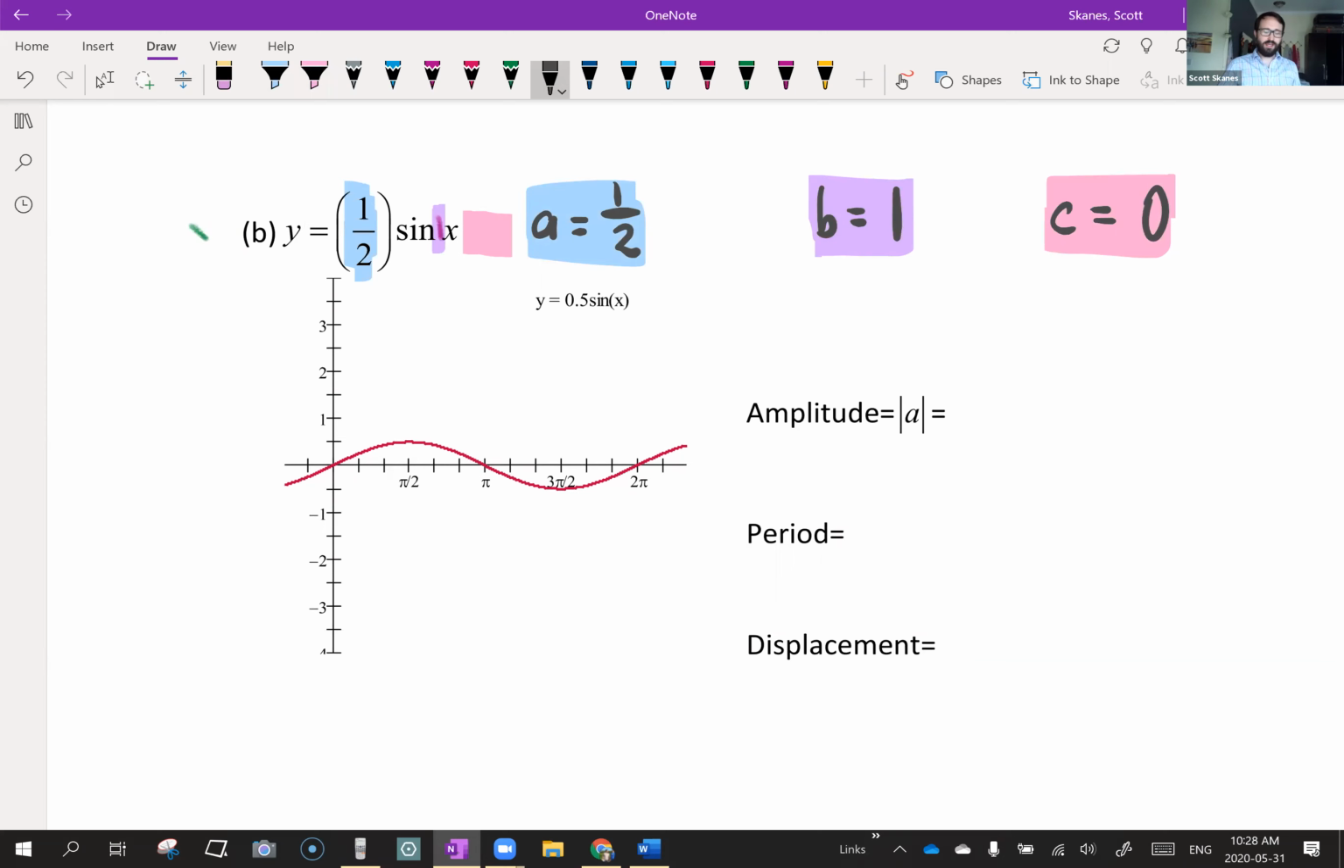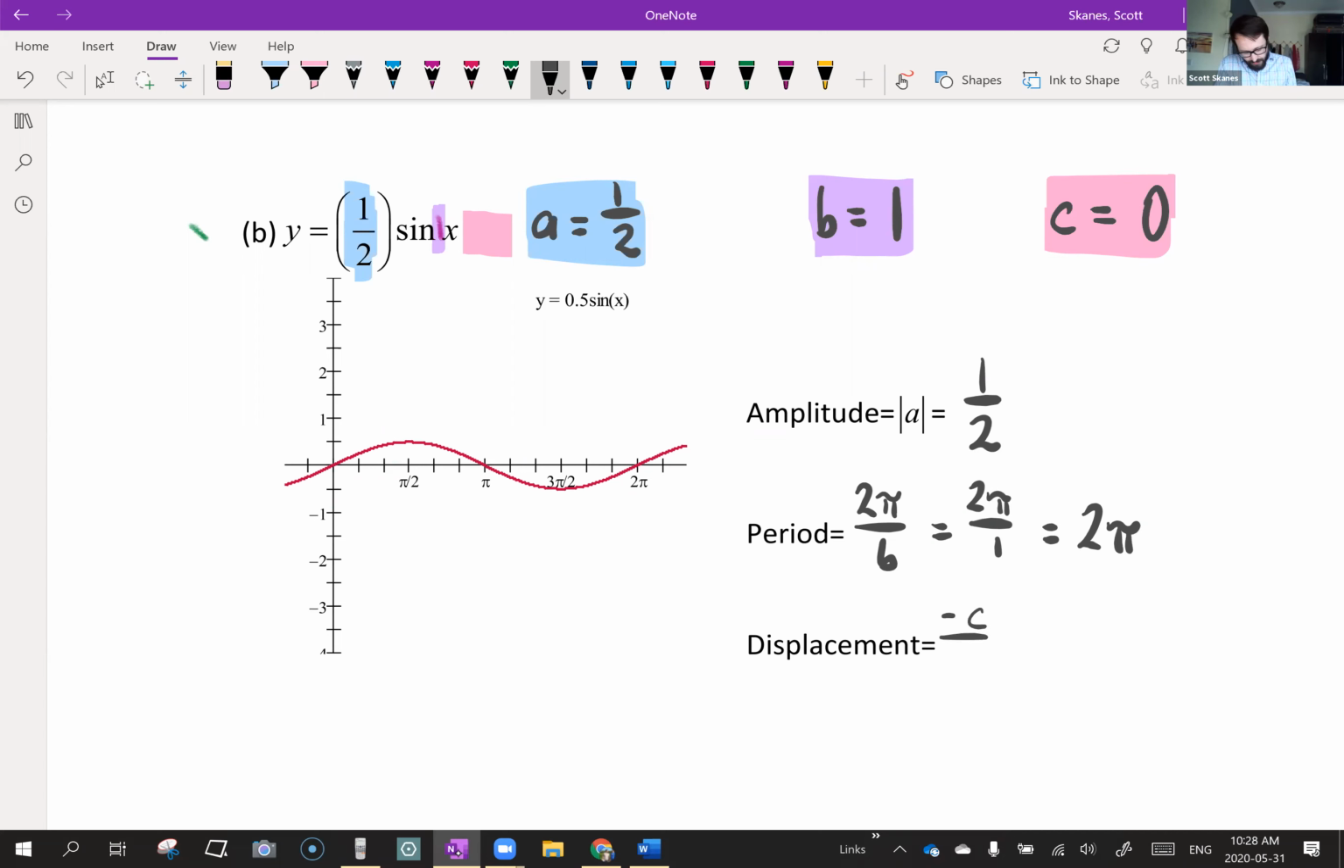Now it's just a formula game. Amplitude, copy A directly. Just make sure you give it positive. Amplitude is always positive. Period. The formula is 2 pi over B, and we have B. 2 pi over 1, 2 pi. So the period didn't change, which is fine. That makes sense because there's nothing next to the x to change it.